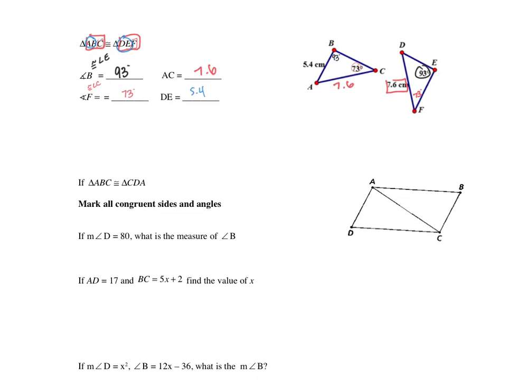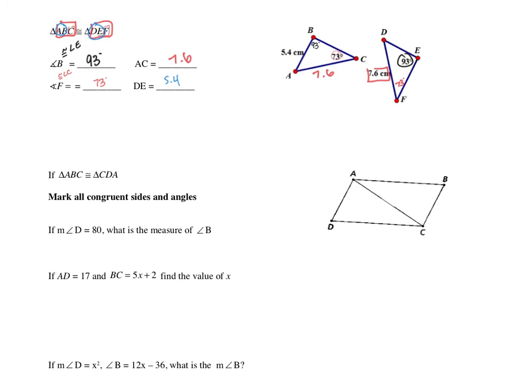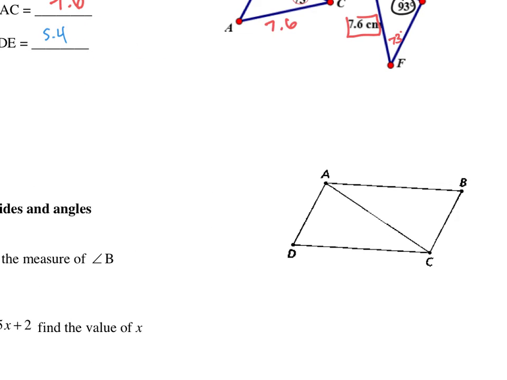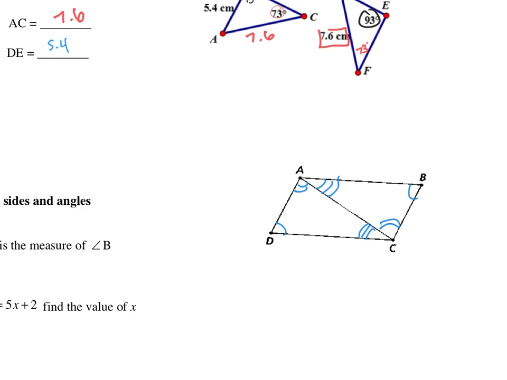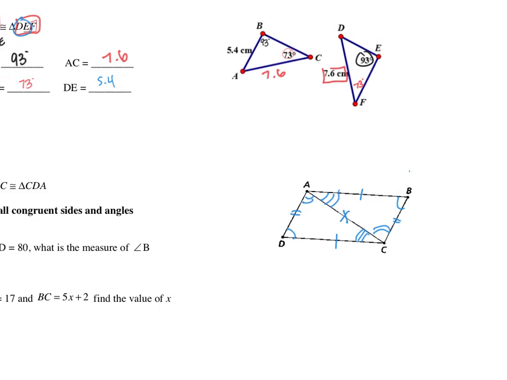Okay, now on to our next set of problems. If triangle ABC is congruent to triangle CDA, mark your congruent sides and angles. Well, I know angle A and angle C are congruent, so I can say that this angle and this angle are congruent. I can say angle B and angle D are congruent. And then I can say that this angle is congruent to this angle. I know AB is congruent to CD, and I know AD is congruent to BC.